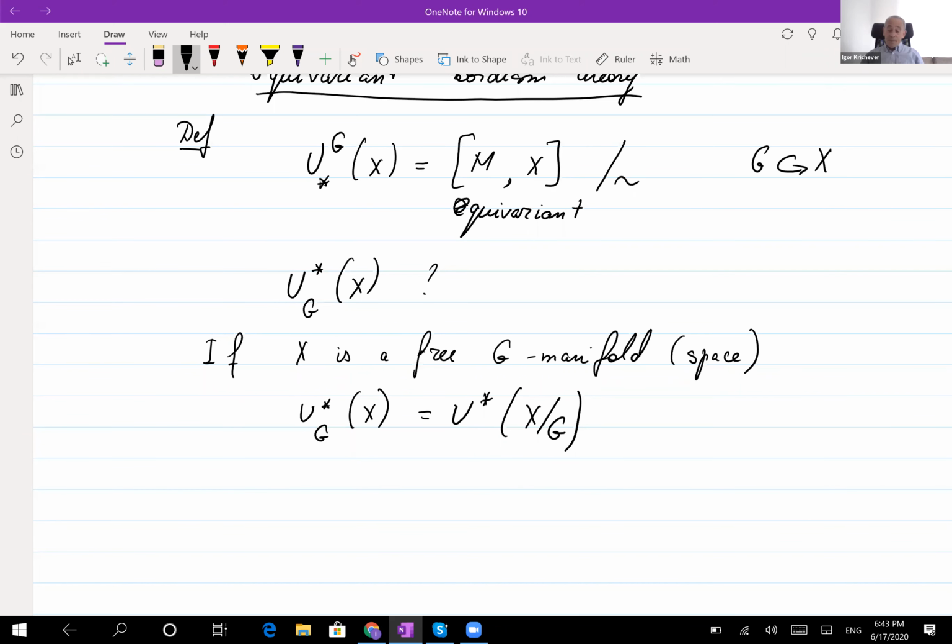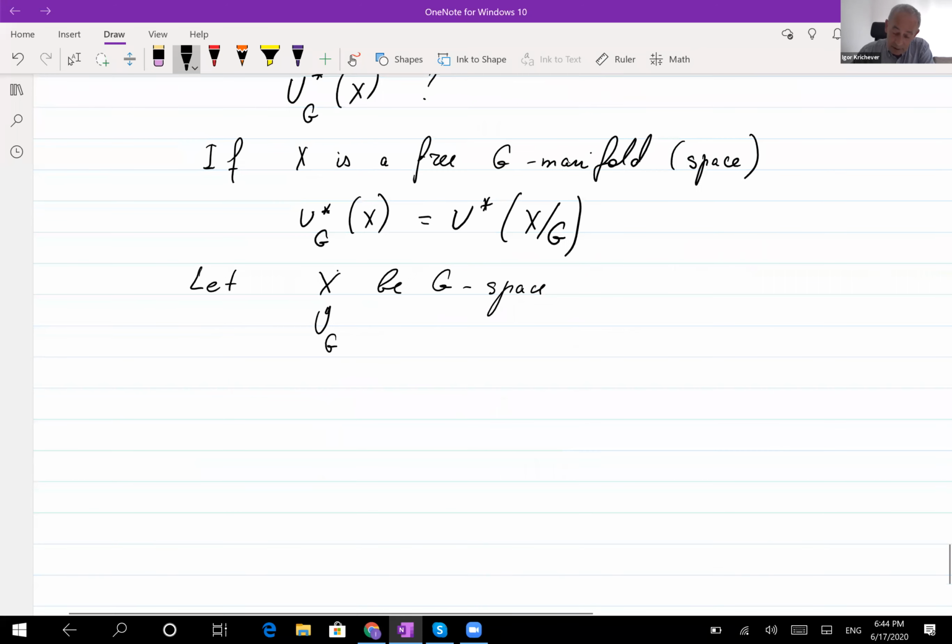There is some substitution of this definition, where from any manifold with a G action you can make a homotopy equivalent manifold with a free G action. So let X be a space with an action of G on it. Then we define what is called the Borel construction.